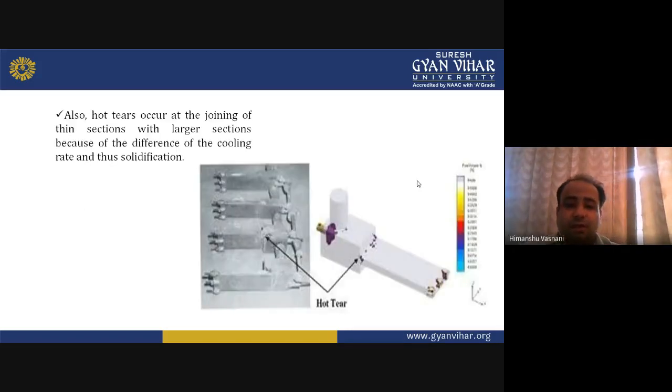Hot tears also happen at the joining of thin sections with larger sections, because some solidification takes place faster at the thinner section and some after that. So due to the difference in timing of solidification, hot tears develop there.